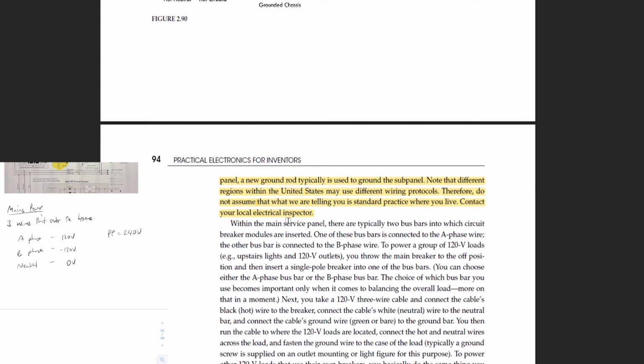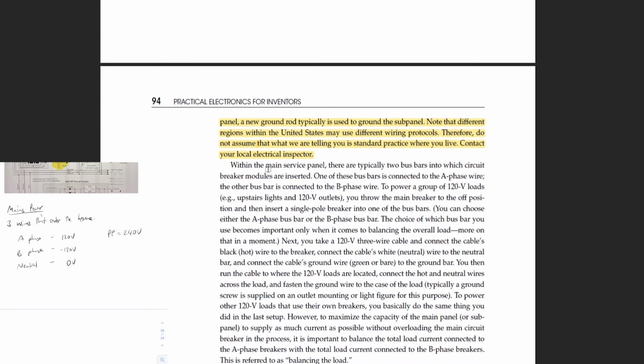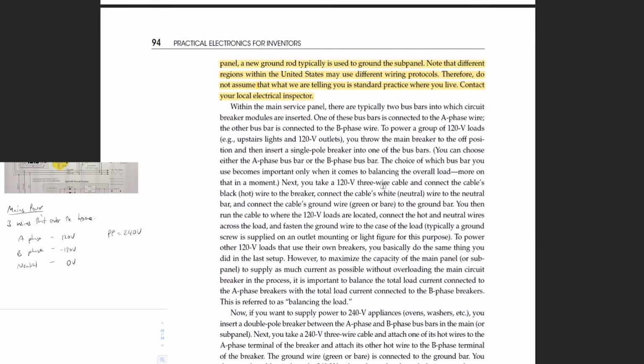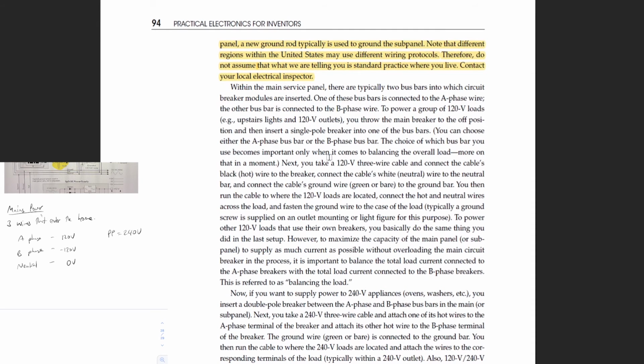All right, so therefore, do not assume that what we are telling you is standard practice where you live. Contact your local electrical inspector. Within the main, this is interesting. I get that all of this is not really relevant to what I'm trying to learn in my instrumentation and control module or in my electrical and electronics principles 2 module. However, saying that, it's good for me to know, and if you're an electrical engineer, it's probably good for you to know as well.